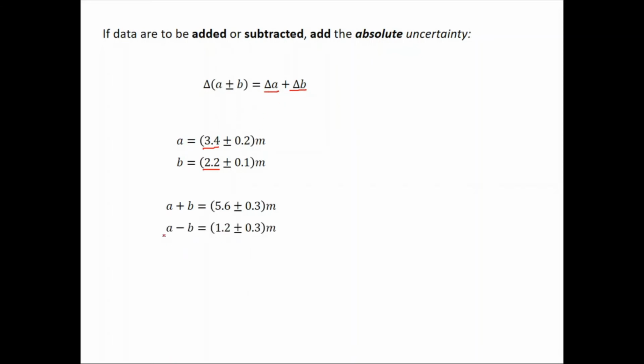And similarly, if we are going to find a minus b, then we are going to subtract these two values. If we subtract them, it's going to be equal to 4.4 plus minus, and the amount of the uncertainty again is going to be the sum of two uncertainties. It's going to be 0.3.